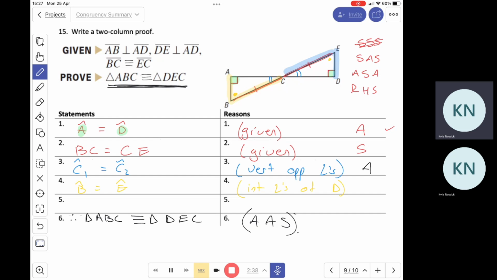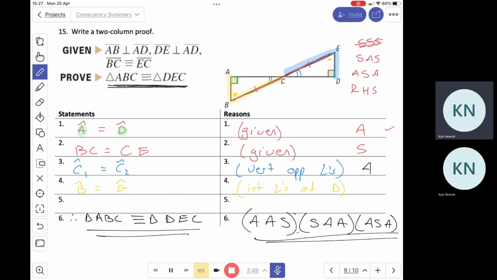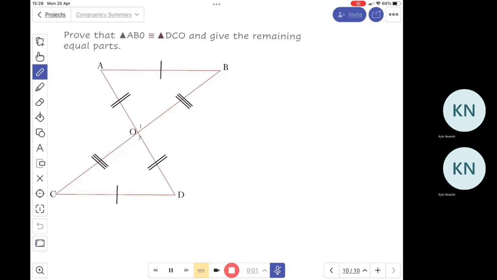Now the order of this really doesn't matter. We could have said side, angle, angle, or we could have also said angle, side, angle. All of those three things mean exactly the same thing. But the order in which I write that statement is what is important. All right, moving on. Right, we are going to look at one more example.